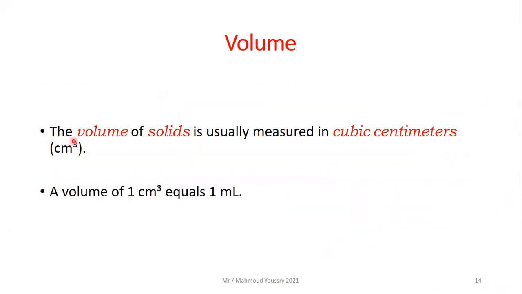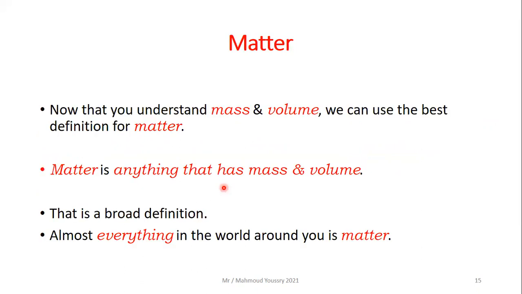The volume of solids is usually measured in cubic centimeters. Cubic centimeter is abbreviated as cm with a 3 on top of it. So a volume of 1 cubic centimeter equals 1 milliliter.